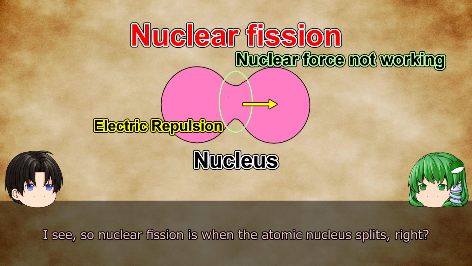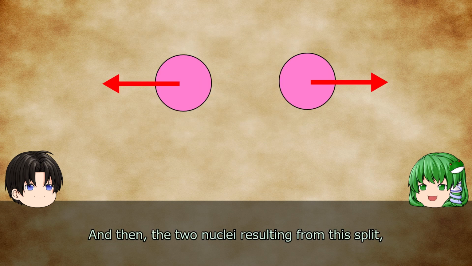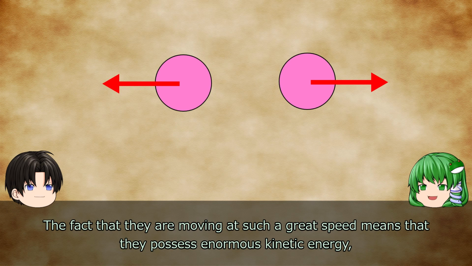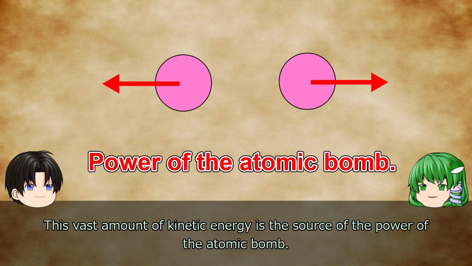I see, so nuclear fission is when the atomic nucleus splits, right? Exactly. And then, the two nuclei resulting from this split fly off in opposite directions at an incredible speed due to electric repulsion. The fact that they are moving at such a great speed means that they possess enormous kinetic energy. This vast amount of kinetic energy is the source of the power of the atomic bomb.